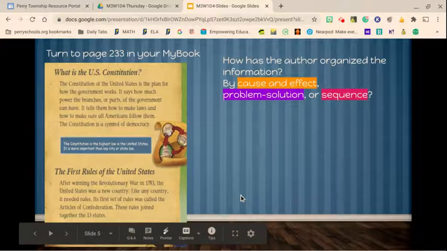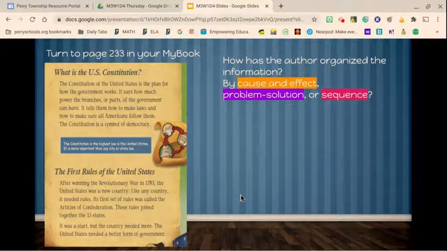So I would like for you to turn to page 233 in your My Book. This is the first page of the text, the U.S. Constitution. And I'm just going to read over it, and then we'll answer some questions. So, what is the U.S. Constitution? The Constitution of the United States is the plan for how the government works. It says how much power the branches or parts of the government can have. It tells them how to make laws and how to make sure all Americans follow them. The Constitution is a symbol of democracy. The first rules of the United States.